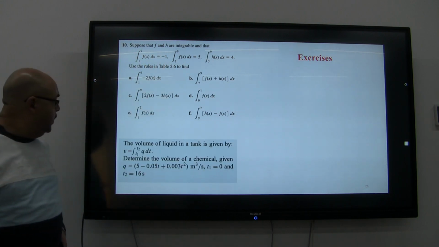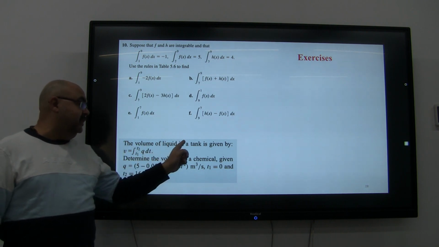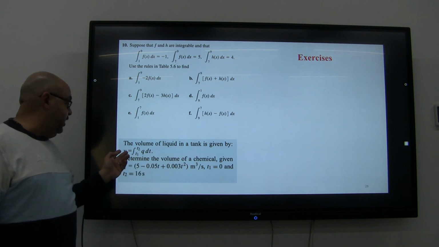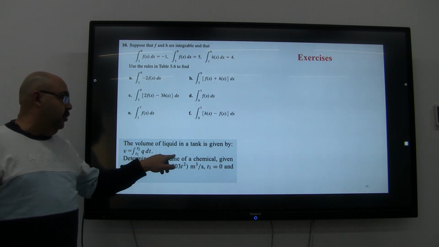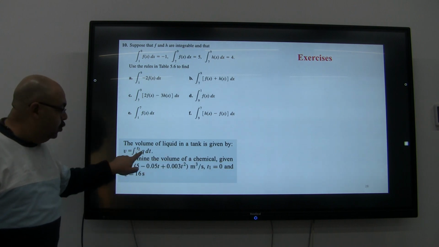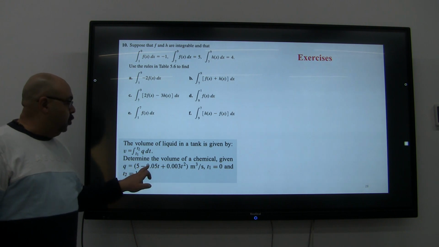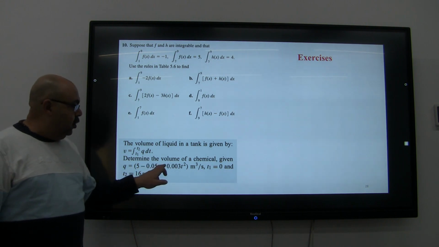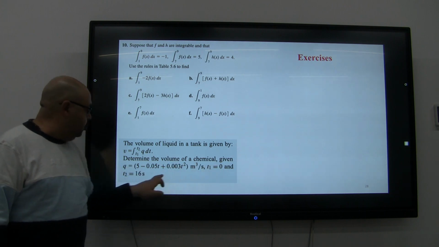Okay, perfect. For this problem, he wants you to evaluate the volume of a liquid in a tank, which is given by V equals the integral from T1 to T2 of Q dt. Determine the volume of the chemical, given that Q, which is the integrand, is given by 5 minus 0.05 T plus 0.003 T squared, starting from 0 up to 16.